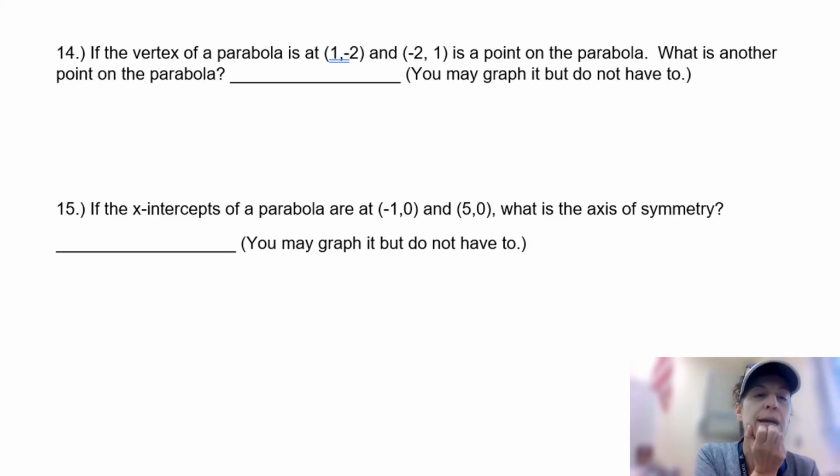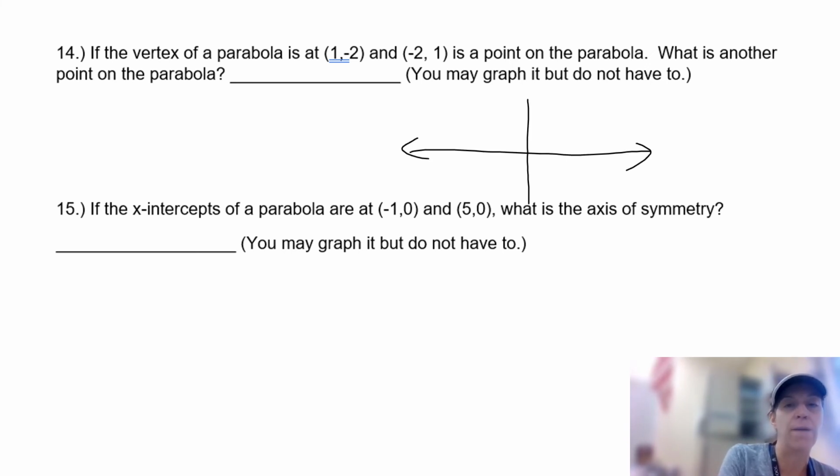Last two problems, so this is it. If the vertex of a parabola is at (1, -2), and (-2, 1) is a point on the parabola, what is another point on the parabola? And it says you may graph it, but you do not have to. What that means is that I'm not going to be grading a graph. Okay, I'm not going to look at your graph and say, oh, but they had it.